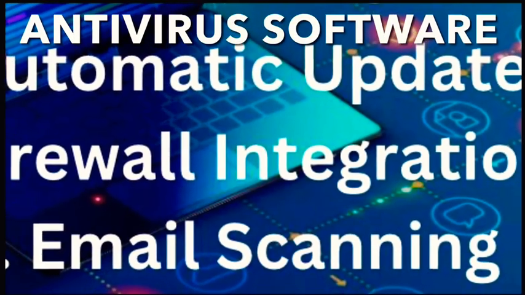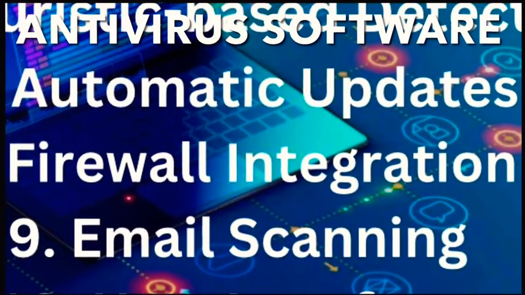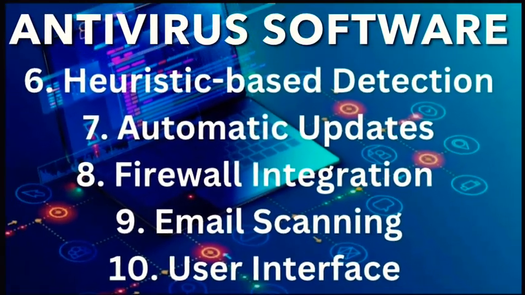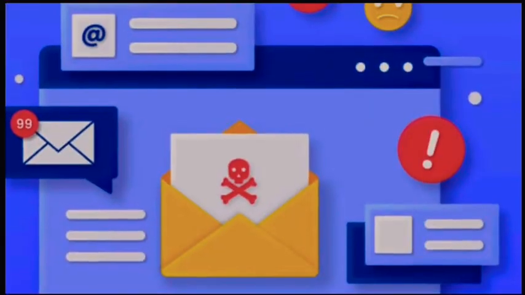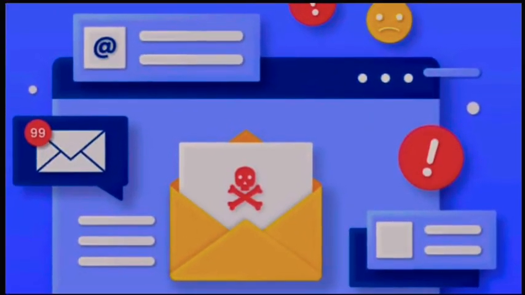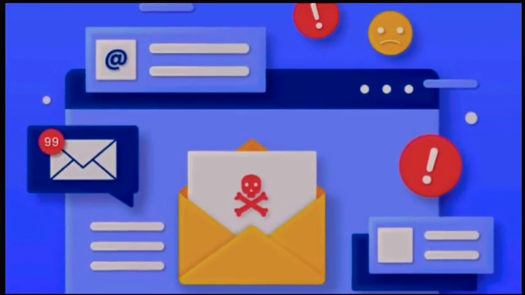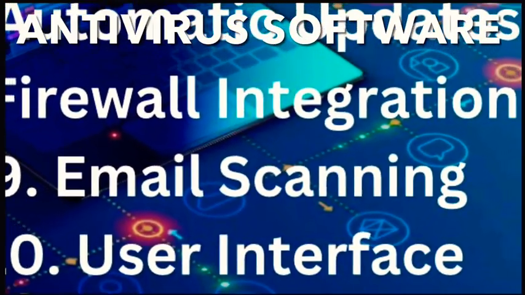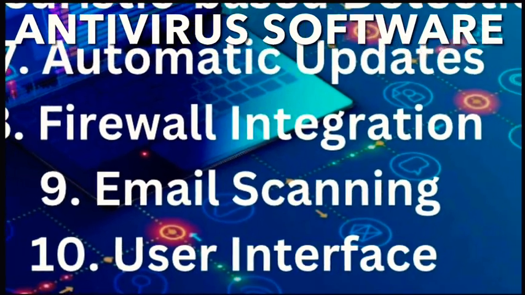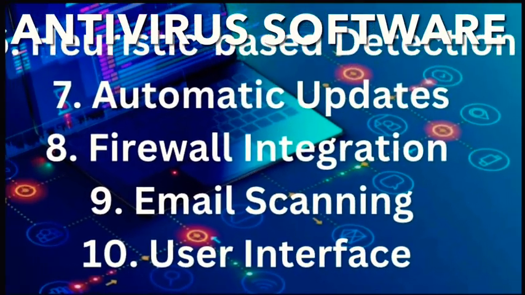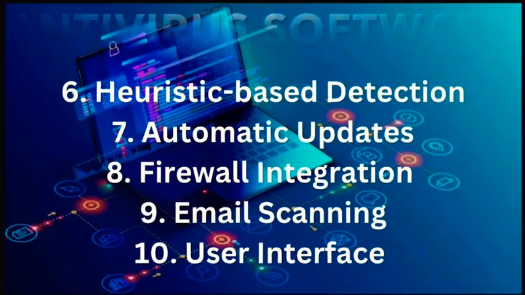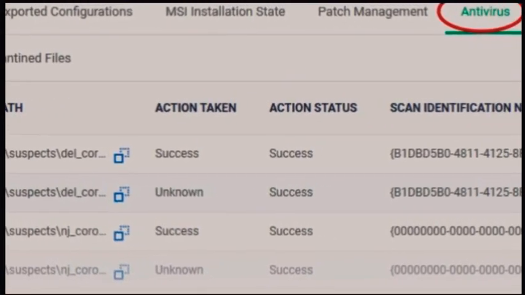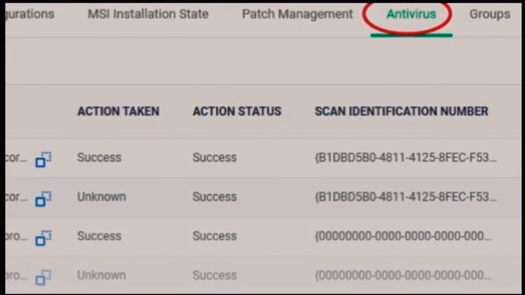Email scanning. Antivirus software may scan incoming and outgoing emails for malicious attachments or links to prevent the spread of malware via email. Example, detecting and removing a virus attached to an email before the user opens it. User interface. Antivirus software typically provides a user-friendly interface where users can view security status, initiate scans, and manage settings. Example, a dashboard displaying real-time protection status, recent scan results, and options for customization.